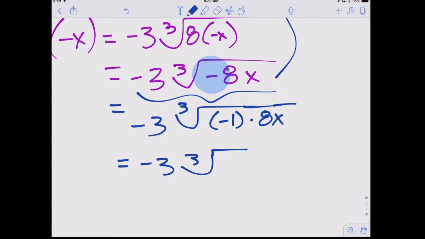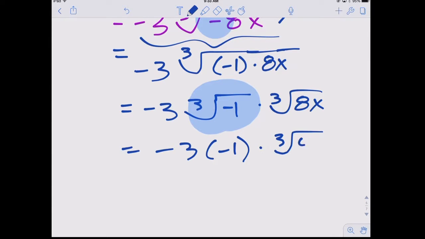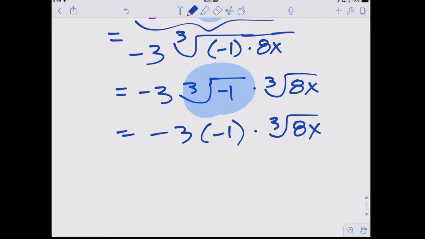Now, because they're multiplied, I can give them their own radical. Yes, because they're factors, I can do that, because that's really the rules of exponents. Now I can evaluate this. What is the cube root of negative 1? That is, what number times itself 3 times gives you negative 1? Negative 1. So I end up with negative 3 times negative 1 times the cube root of 8x. And what's negative 3 times negative 1?